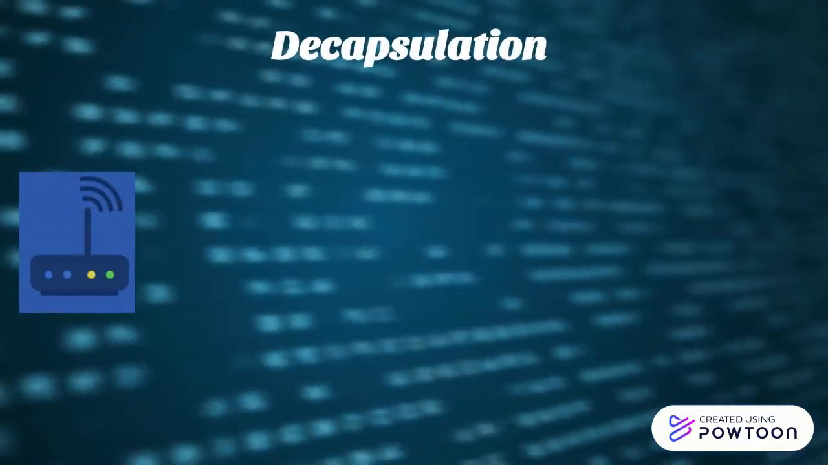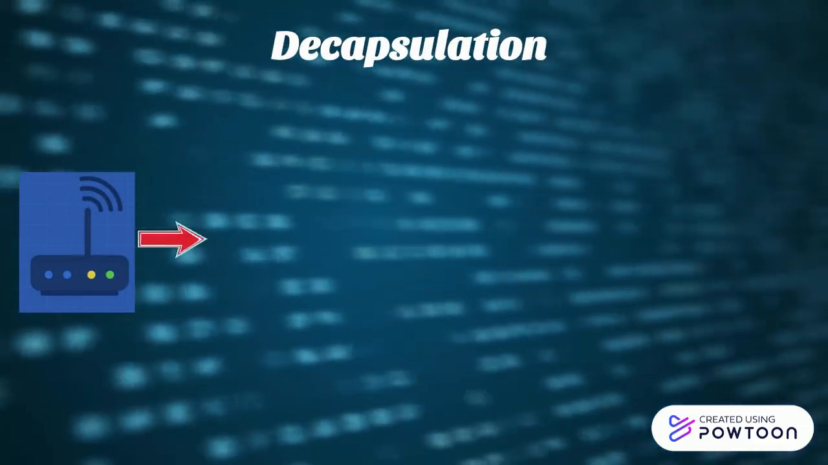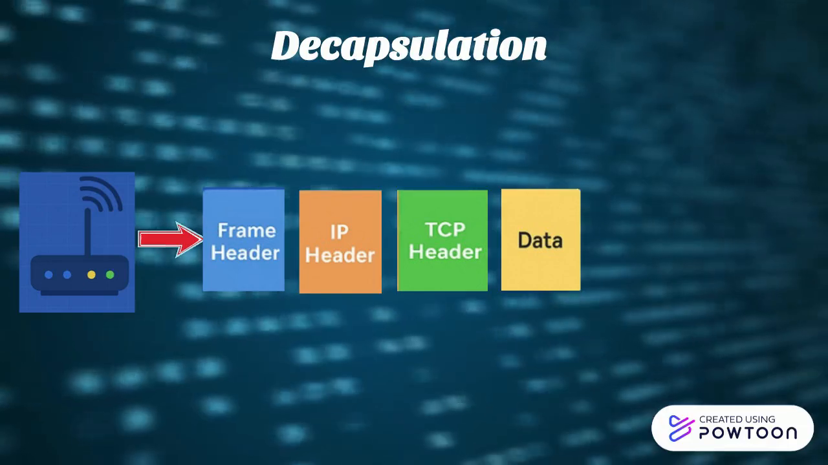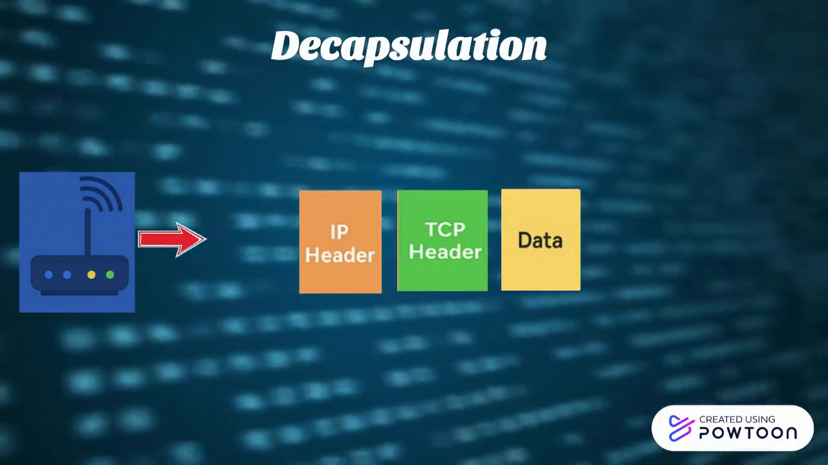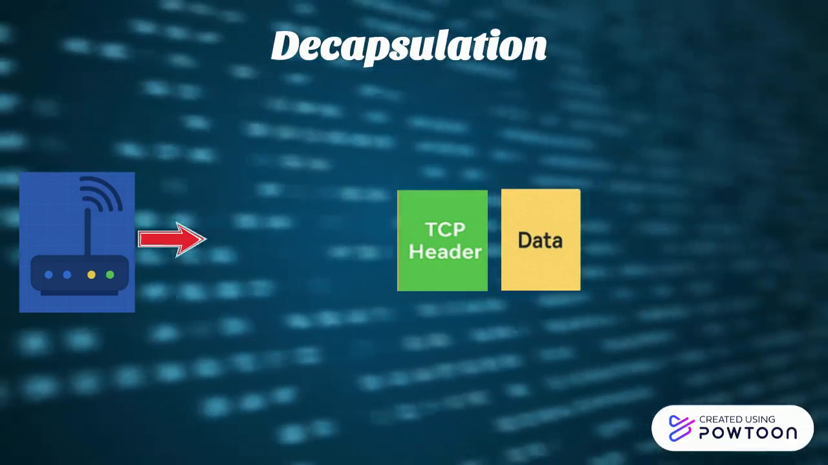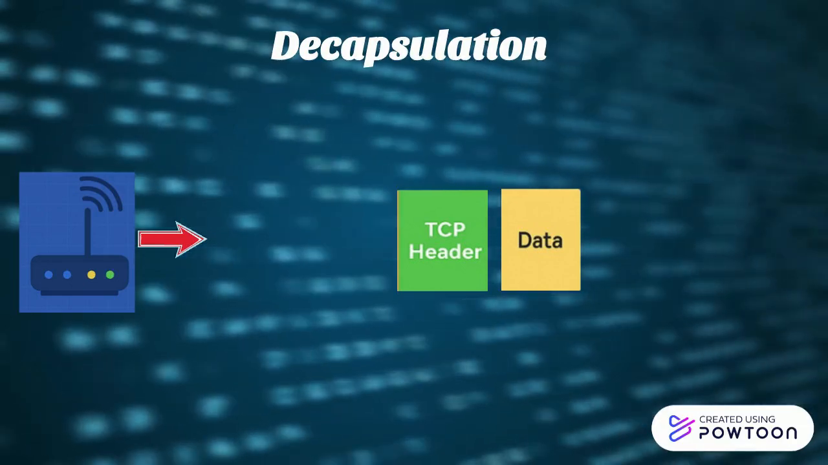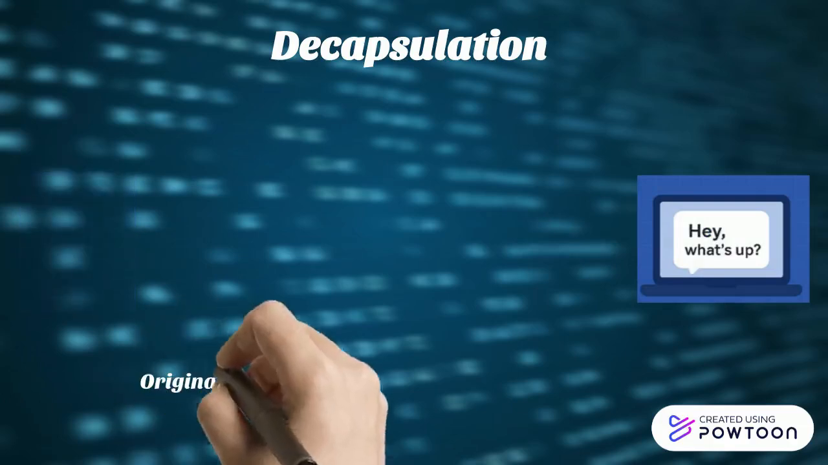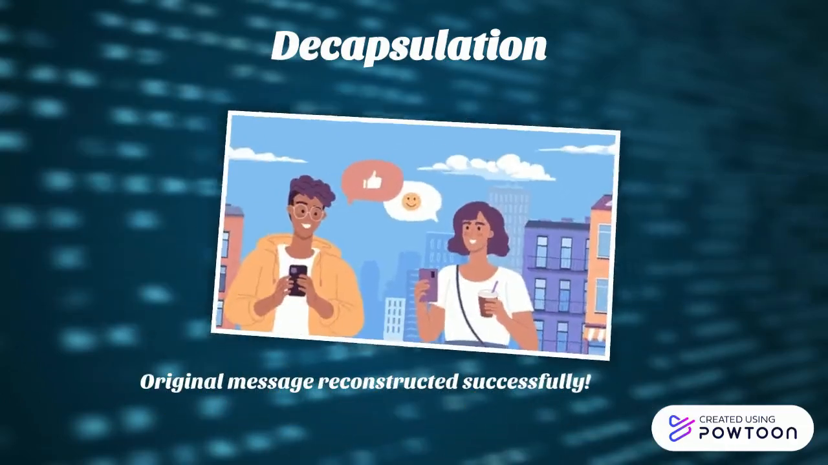When the frame arrives, the process reverses. That's decapsulation. The data link layer removes the frame header. The network layer removes the IP header. And the transport layer removes the TCP header. Finally, the application layer receives the clean original message ready to display, just like opening a digital envelope.